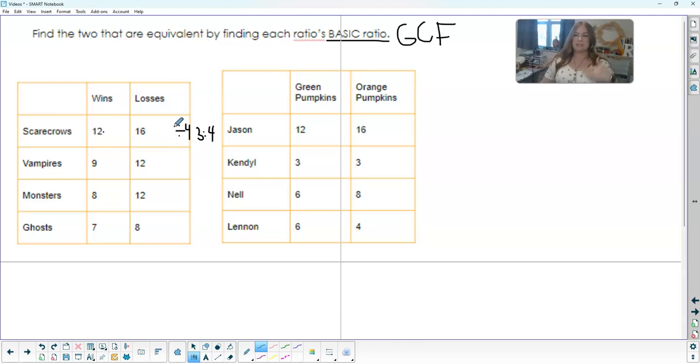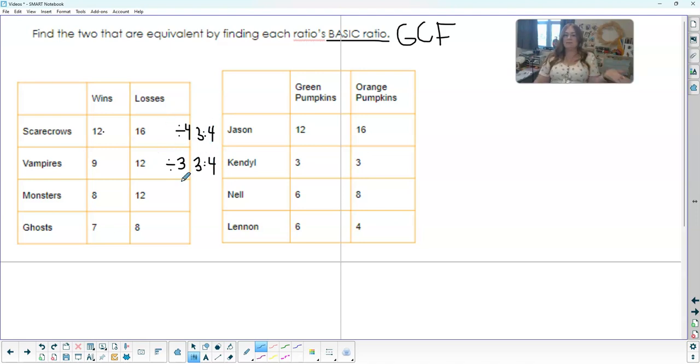So we're going to keep going to see which ones are the same. So vampires, can 9 go into 12 perfectly? No. Can 8? No. 7? No. 6? Yes, but not into 9. 5? No. 4? No. 3? Yes. We're going to divide these both by 3. Their greatest common factor is 3. So 9 divided by 3 is 3. 12 divided by 3 is 4. Ooh, our scarecrows and vampires are looking good.